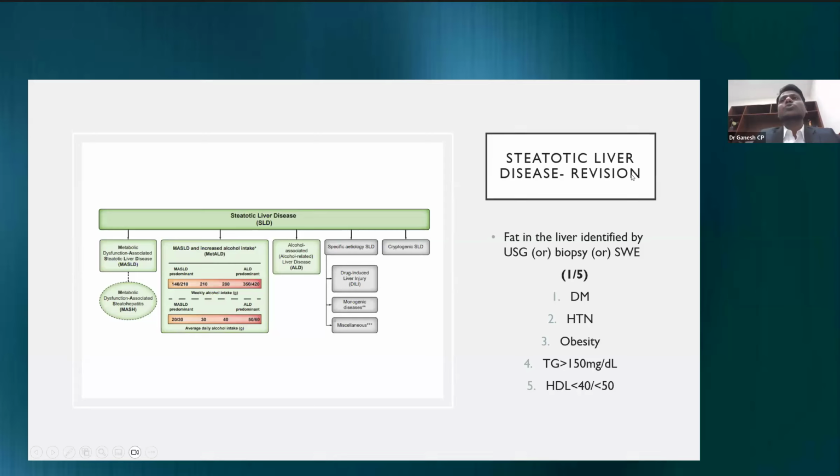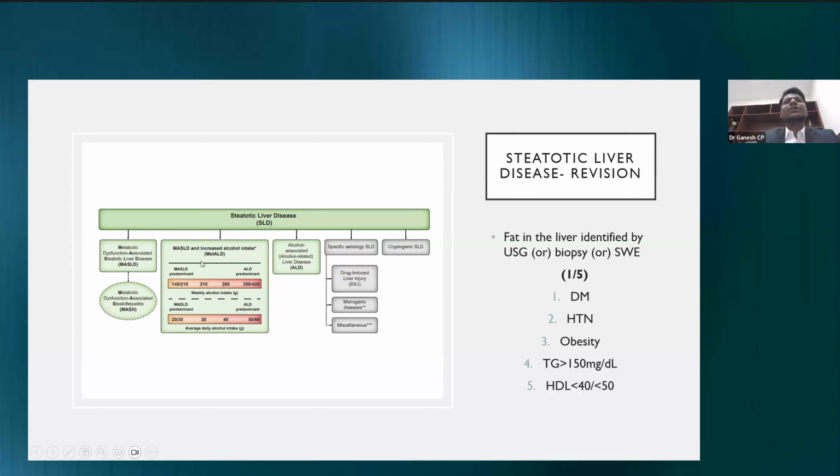I will revise it once again. To define a patient with MASLD, one should have fat in the liver. Along with the fat in the liver, he must have one among the 5 metabolic dysfunctions: either diabetes, hypertension, obesity, hypertriglyceridemia, or low HDL. Hope I'm clear on this one. So once again, I'm revising to make sure everybody is clear. A patient should have fat, plus one among the 5 metabolic dysfunctions. I hope I'm clear on this.